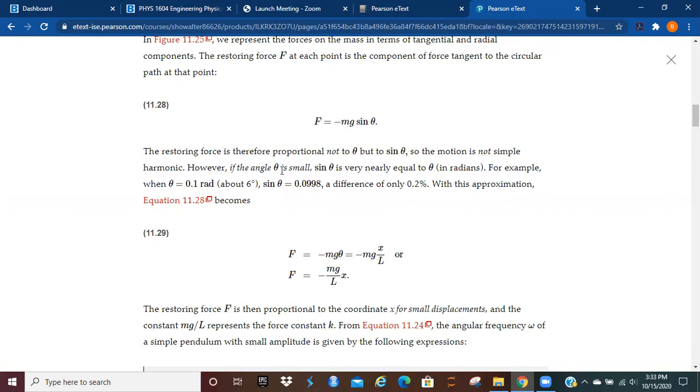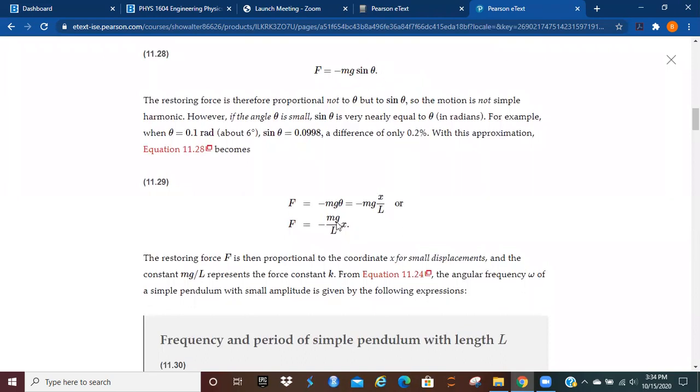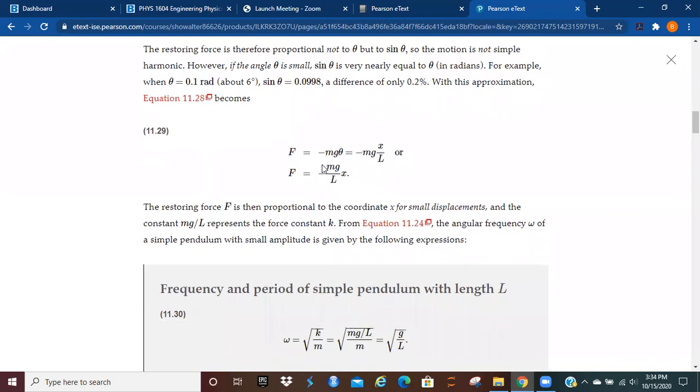But if the angle is small, then the sine of theta is very nearly equal to theta, if you look at it in radians. For example, if the angle that you pull it back is about 6 degrees or 0.1 radians, the sine is 0.0998, a difference of only about 0.2%. So with that approximation, we change this into just theta. We know that theta is x over L. And then as we rearrange this, we bring the x over here and we just have mg over L. All of that can be considered to be a constant.